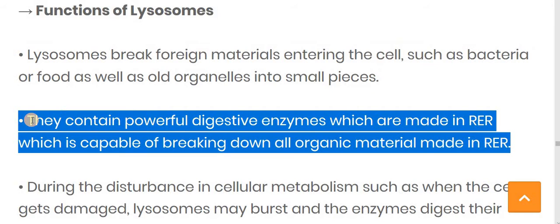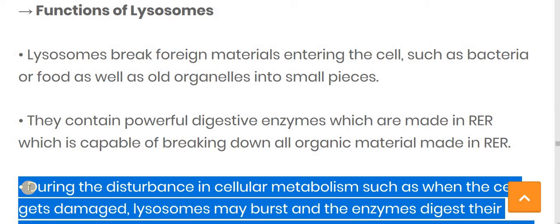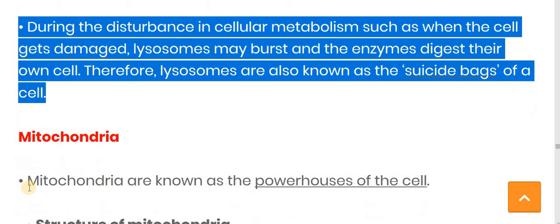They contain powerful digestive enzymes which are made by the ribosomes in the RER, meaning the rough endoplasmic reticulum, and which are capable of breaking down all the organic material made in the RER. During a disturbance in cell metabolism, such as when the cell gets damaged, the lysosome may burst and its enzymes digest its own cell. Due to this reason, the lysosome is also known as the suicidal bag of the cell.